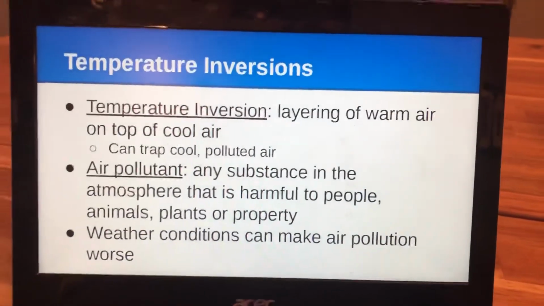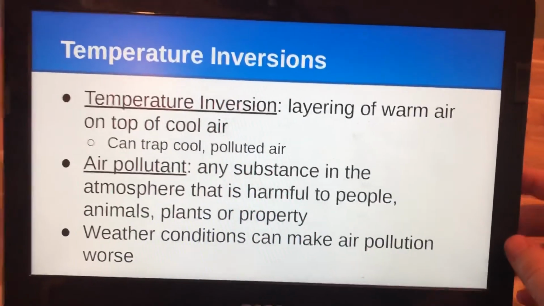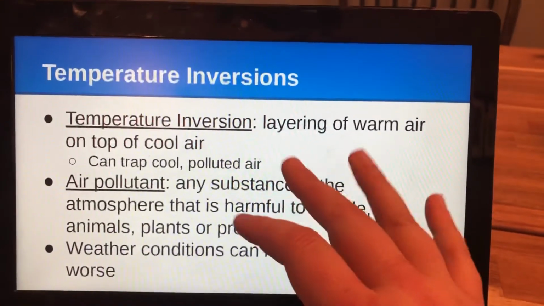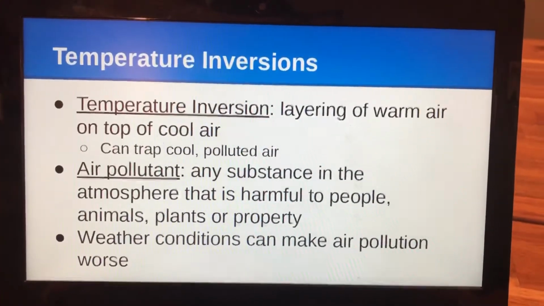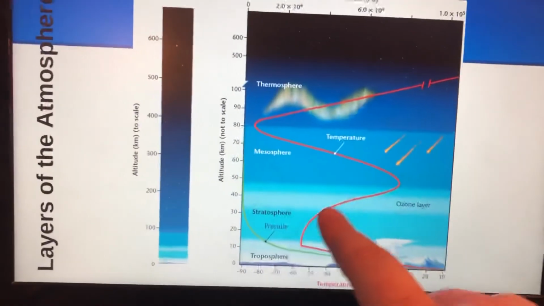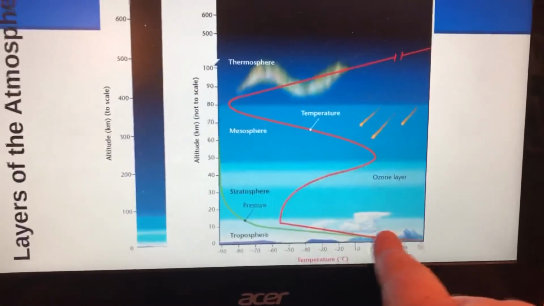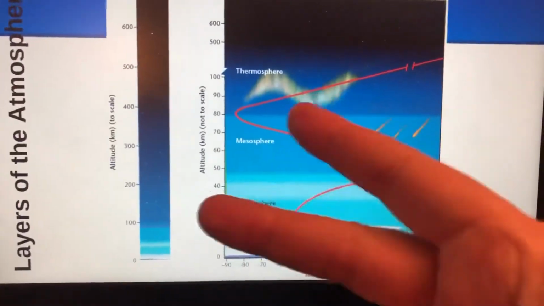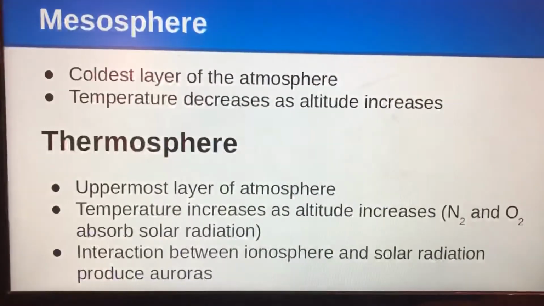Temperature inversions. This will be our last slide for today, because I feel like I've gone over a bit of material and I don't want to overwhelm you. A temperature inversion is anytime you have layers of warm air and cool air and warm air and cool air. If I go back a few slides, this red line, as I mentioned, indicates temperature. If you see how it goes back and forth, that means the temperature is decreasing, then increasing, then decreasing, then increasing. Those are all temperature inversions. It flips as soon as you get through the different layers.